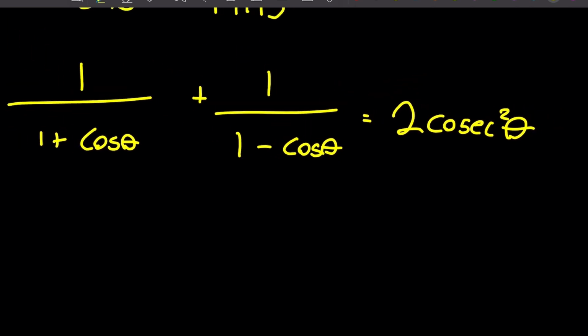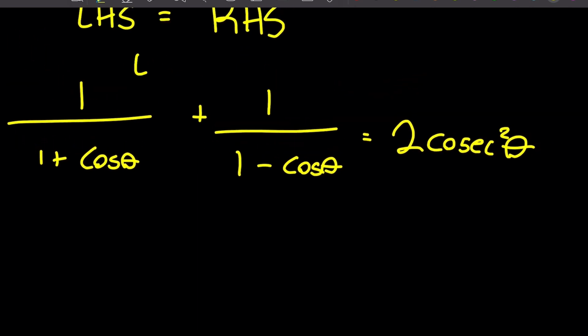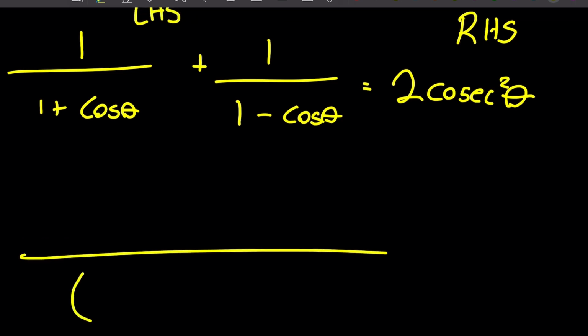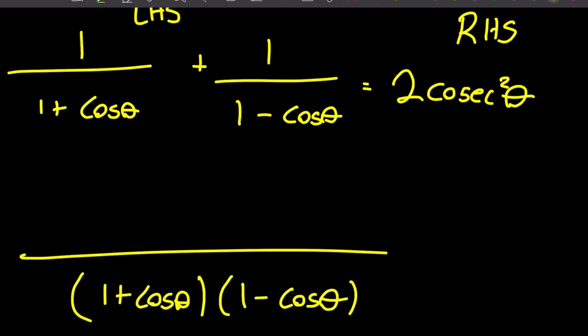Now, how do we do this? Which side has more information? This is the left-hand side, and this is the right-hand side. Obviously the left-hand side has a whole lot more information to work with, right? So let's add these two. If we find the lowest common multiple, well, because the denominators are not the same, we'll multiply both denominators, so 1 plus cos theta and 1 minus cos theta.